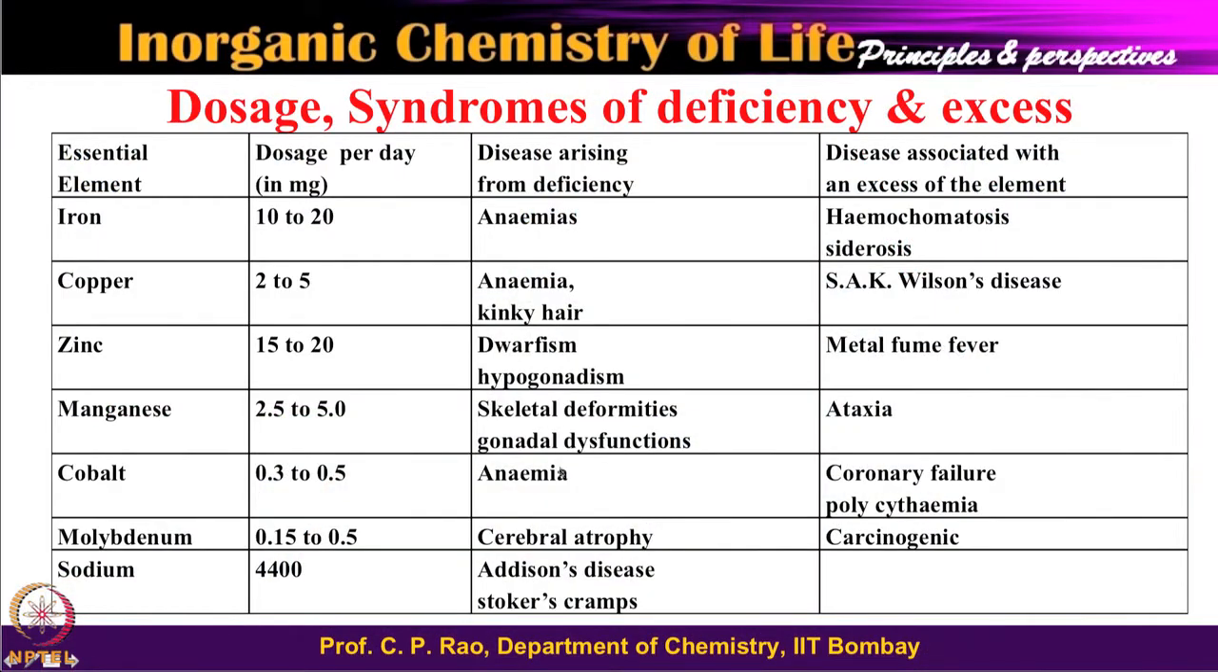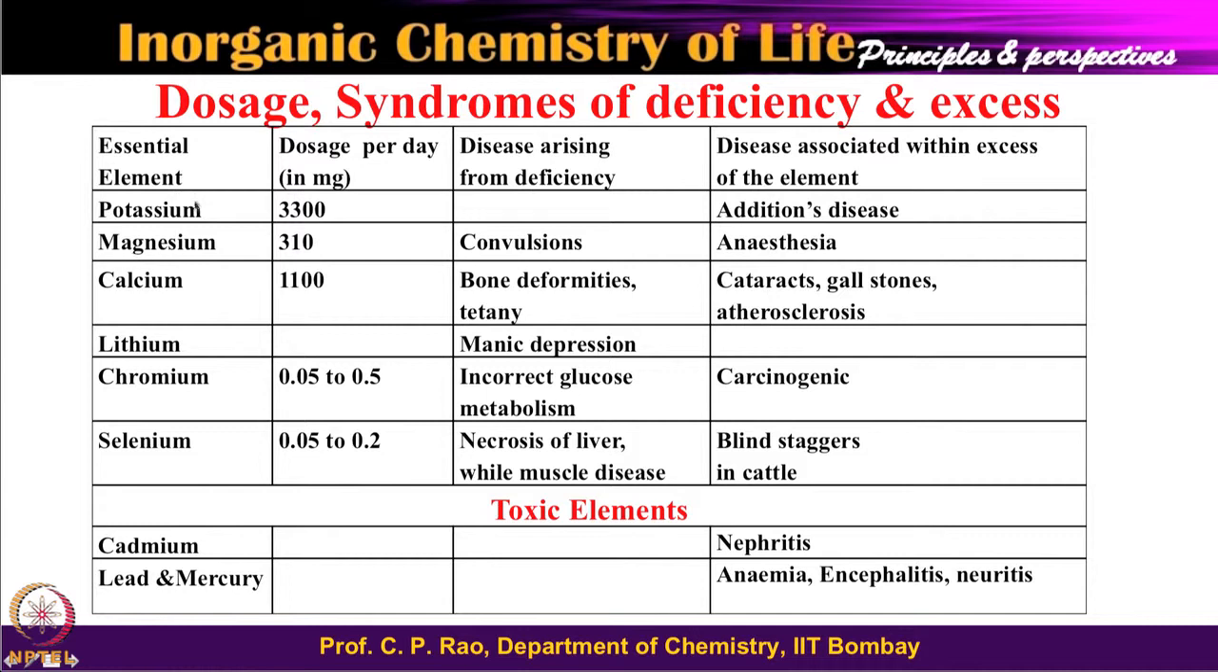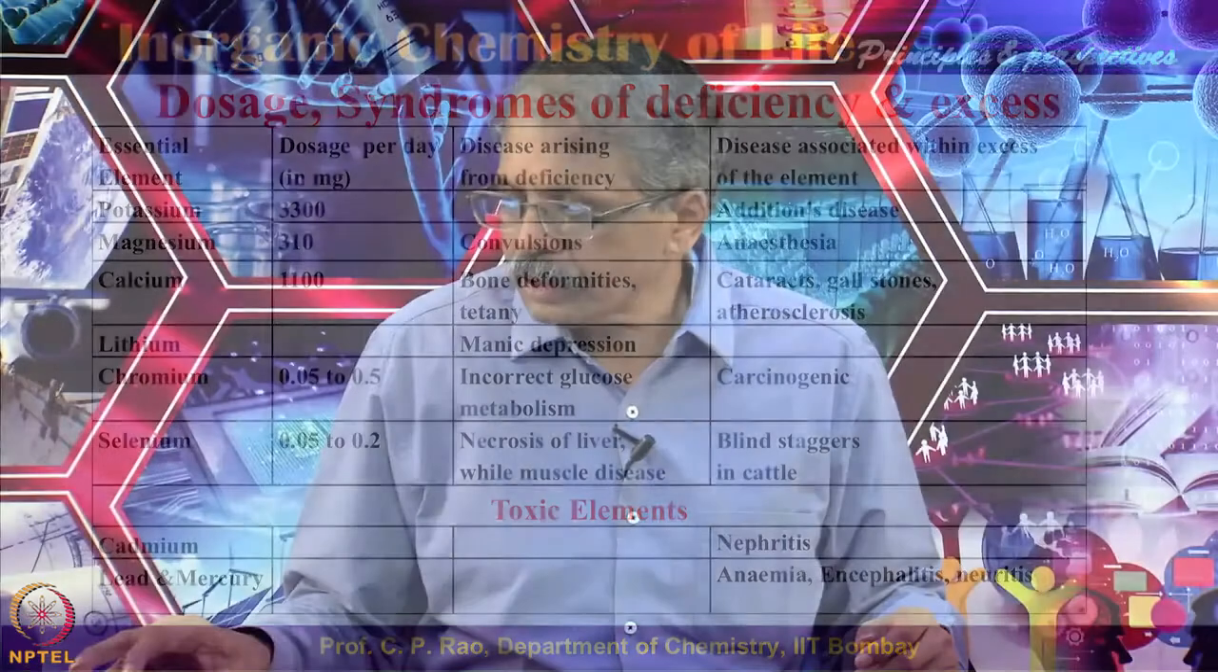Therefore, this slide and maybe one or two more slides will show you the dosage, where deficiency gives some problems and excess gives some problems, like copper and iron. Again, some more elements, the dosage and deficiency syndrome and excess syndrome. This is a very essential aspect to be kept in mind, because we cannot take as much as is available in biological systems: excess will cause a problem, and lower concentration will also cause a problem.